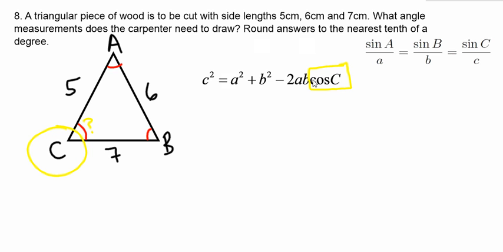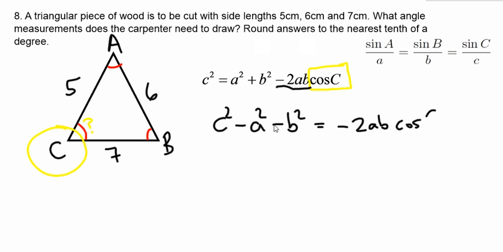So when I look at what's happening, I've got some multiplication. Negative 2ab is multiplied times cosine C. And then a squared and b squared are added or subtracted. So I need to first of all get rid of a squared and b squared. So I'm going to move them to the other side. Oh, that's some bad math communication. I'm going to subtract a squared and subtract b squared from both sides. So my first step of rearranging will be to subtract a squared and subtract b squared from both sides. So that's the first step.